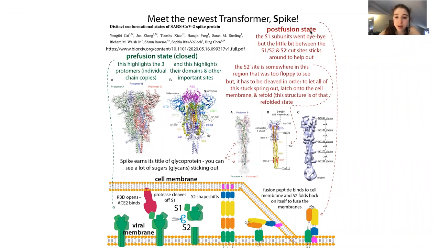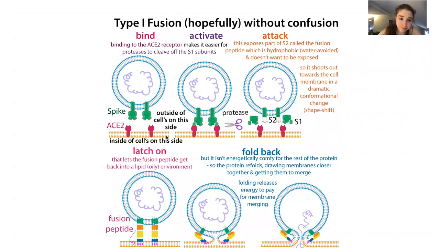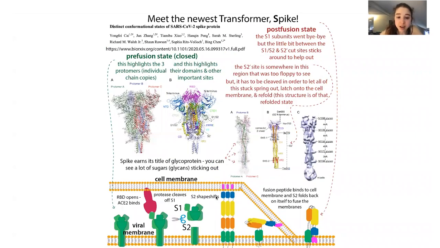Another really cool example of a conformational change is the spike protein from the coronavirus. When the spike protein binds to the ACE2 receptor and gets cleaved by a protease, this part is going to fall off. And the part that's left behind in the viral membrane inserts itself into the cell membrane and pulls them together. So you get this totally elongated complex. It's a really, really dramatic shape change.